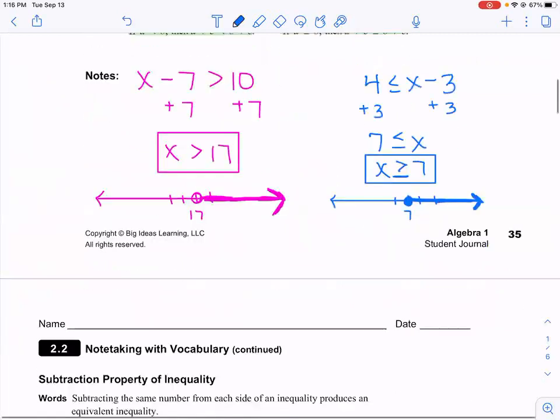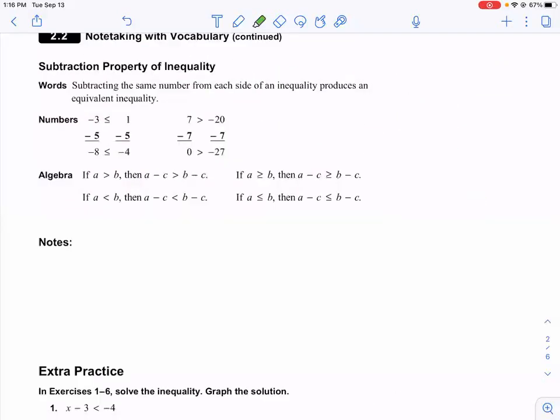The same thing is going to be true with subtraction. If we have an inequality of any kind, it is totally a-okay to subtract the same number from both sides, and we are not changing the inequality as long as we keep it balanced. So as long as we're subtracting the same number from both sides of our inequality, we aren't changing the inequality, we're just changing the way that it looks.